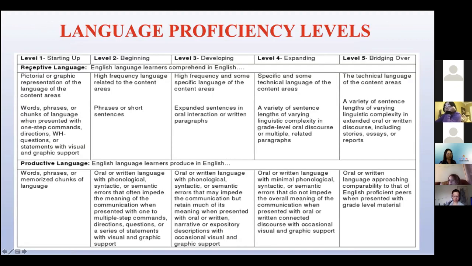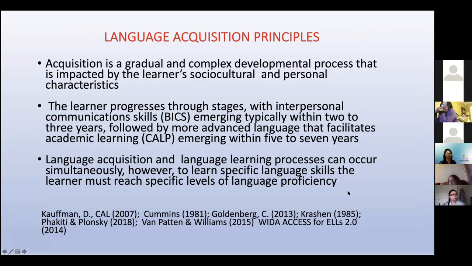And for instance, for those districts that use the WIDA model, like I'm in Florida, and many use the WIDA model, they have different levels: starting up, beginning, developing, expanding, bridging over. So if you look at what your district is doing and how they're measuring, and you understand, for instance, that they're in level 3, what does level 3 mean? Well, level 3 means that for receptive language, they can use expanded sentences in oral interaction, or their productive language, but if they're in level 5, they have bridged over. However, be careful because the levels in these tests are not necessarily at the level of CALP. You have to be careful. But if this is all you have, use the data that you have. It's very important that you use the data that you have.